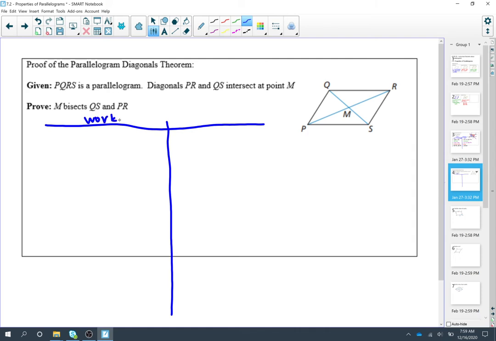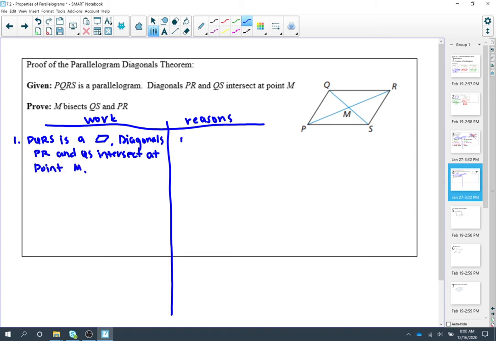Work. Reasons. Number 1, we are given PQRS is a, and I'm going to abbreviate this time and put the symbol for parallelogram. And then we also know diagonals PR and QS intersect at point M. And that is our given.